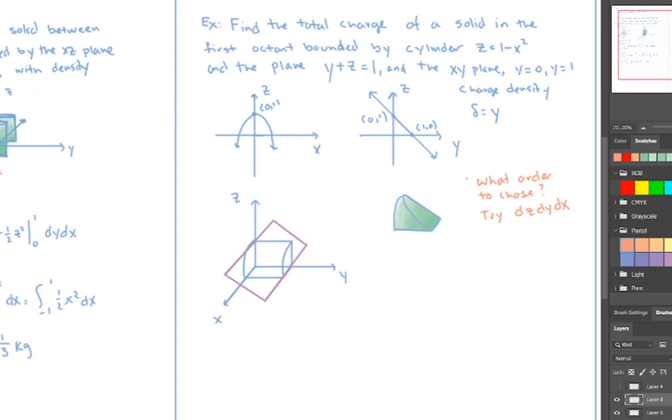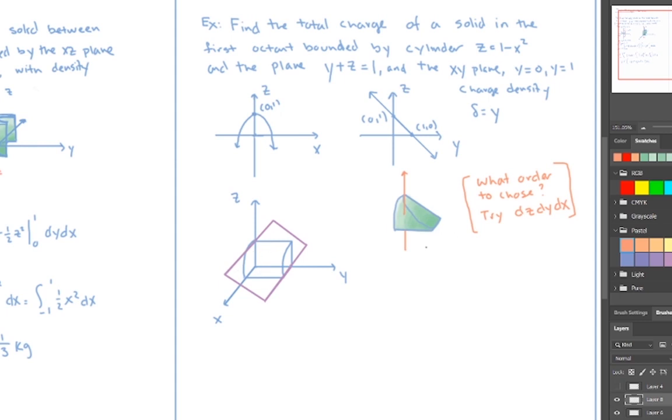Let's try to make a choice here about what order we want to calculate this integral in. This problem is interesting because I've chosen one where the default order is not going to work. If I try to shoot a laser beam in the z direction, I will enter at z equals 0, that's the xy plane, and then I will exit on the walls of this kind of curved wedge shape.